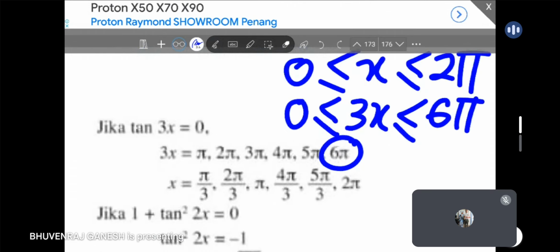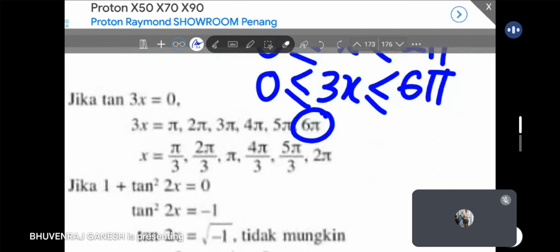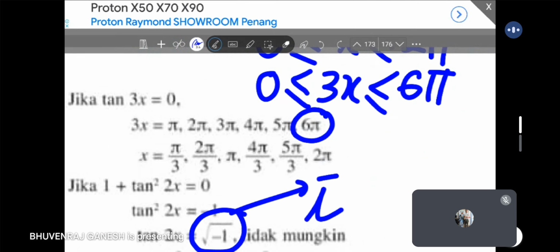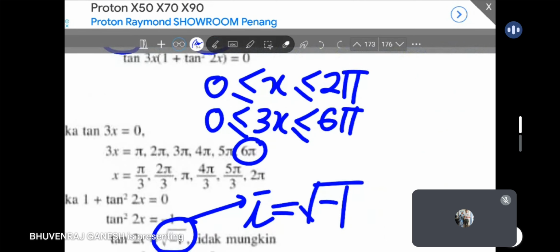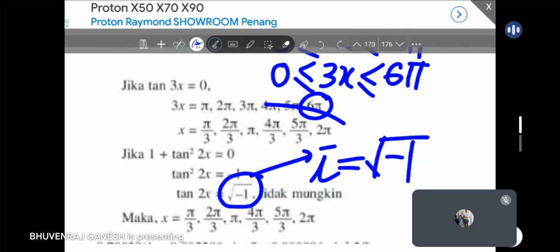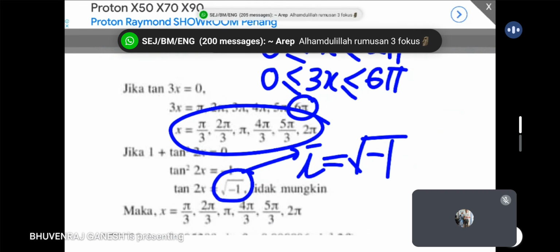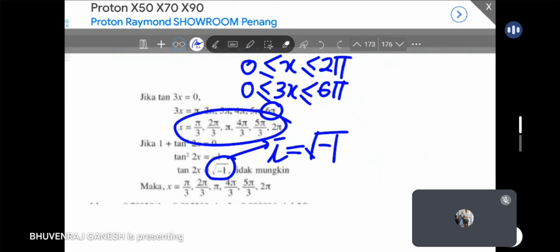Alright. So next one, 1 plus tangent square 2x equals 0. So guys, tangent 2x equals square root negative 1. Guys, do we have a value for square root negative 1? Adakah kita ada nilai macam ni? Tak ada. We call this number an imaginary number. Nombor imajinasi. i equals square root negative 1. So this is no solution. Tak ada penyelesaian. So basically your answers are only from the first equation. Dari persamaan pertama sahaja. Are you clear guys? So this is question number 13. Soalan ke-13.